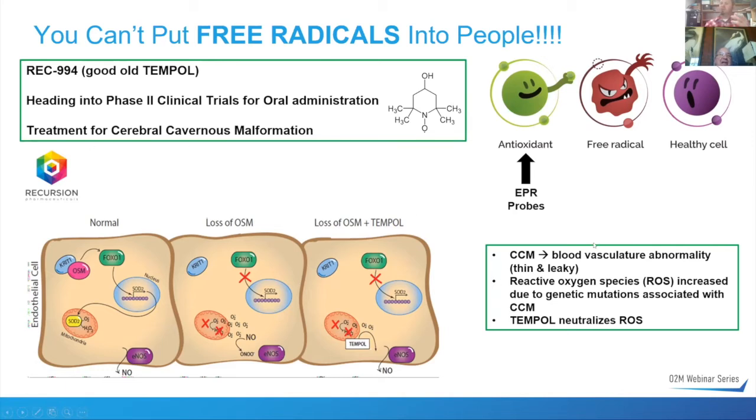And essentially in cerebral cavernous malformation, you have blood vasculature abnormalities. The blood vessels are thin and leaky. And you have reactive oxygen species that are being generated but not dismutated. And so Tempol is used as an antioxidant to neutralize the reactive oxygen species. Now, oral administration is not intravenous injection or intratumoral injection, but it is one step closer. I mean, this is an imaging probe. It's not as good as the trityl, but it is something you can image with in a body, approved by the FDA, getting away from this radicals are bad business.